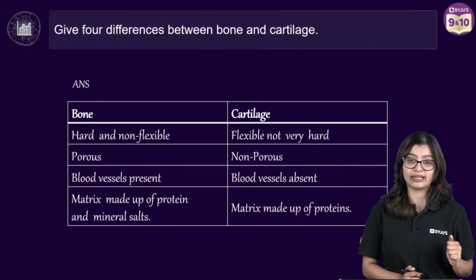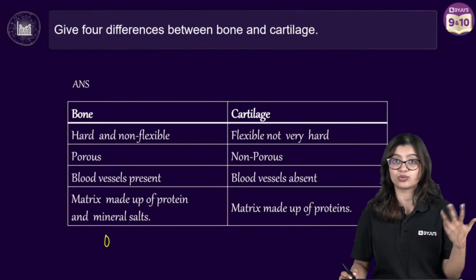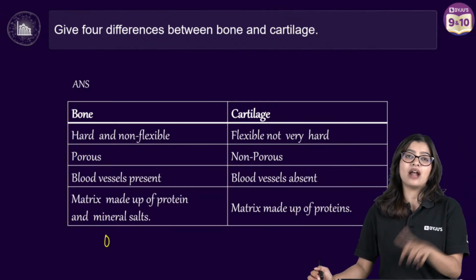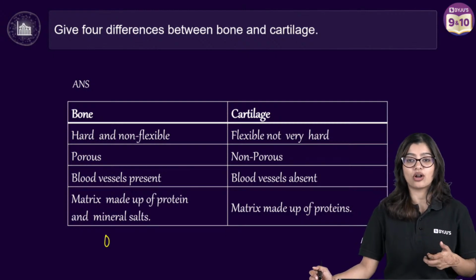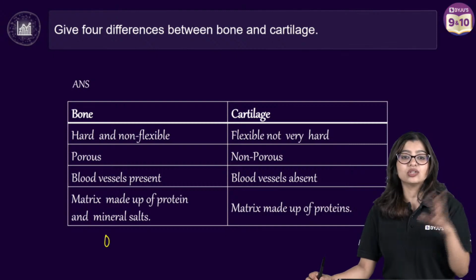Thank you, Siri, for reminding me, right? So you can write about how bones are made up of bone cells called osteoblasts or osteocytes, while cartilage is made up of cartilage cells which are called chondrocytes, right? Okay. MCQs are done.